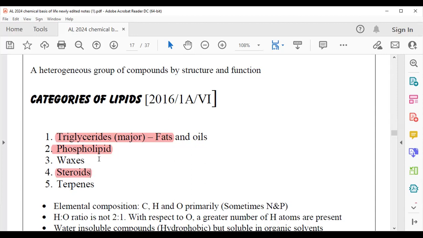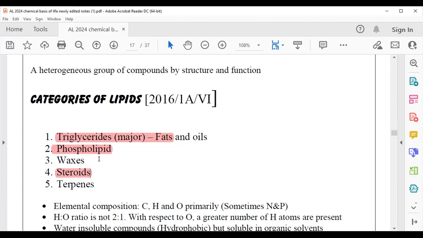Sir, in the exam paper, say they are asking what are the major three categories of lipids. What will you answer? Triglycerides, phospholipids, steroids. Even if you write fats, phospholipids, steroids, okay. Understood? Yes, sir. Fats, phospholipids, steroids, if you write, perfect. No problem. Marks will come.